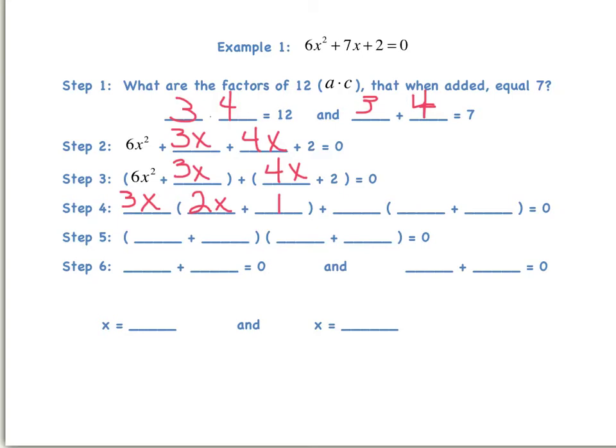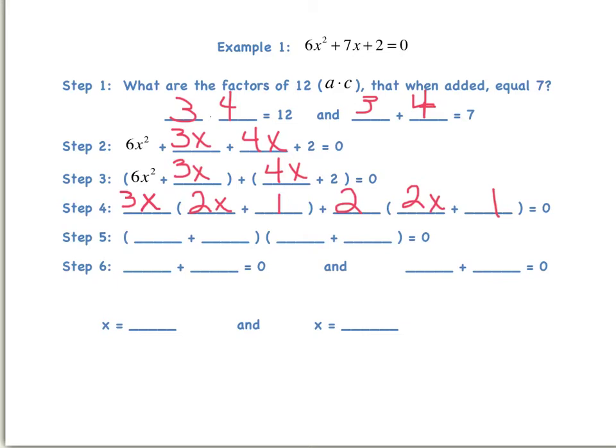Now let's do the same thing for the second binomial. I need to find my greatest common factor. Well, I have 4 and 2, so that tells me my greatest common factor is 2. And since both terms do not have an x, I cannot factor out an x. So now I'm ready to divide 4x by 2 and divide 2 by 2, and that will give me my new binomial here. So 4x divided by 2 is 2x, and 2 divided by 2 is 1.